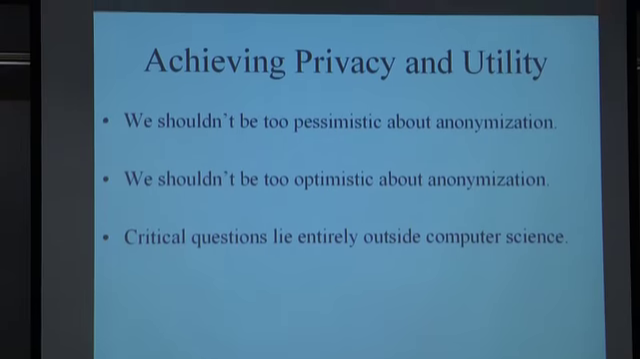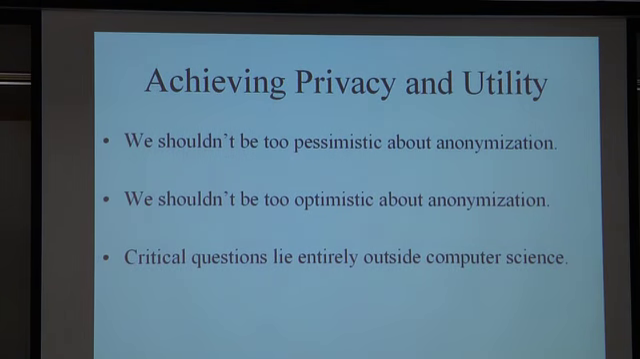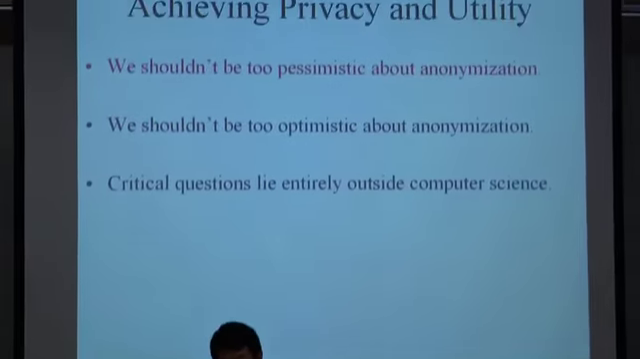I want to suggest first that we shouldn't be too pessimistic about anonymization. But second, we shouldn't be too optimistic about it either. And third, and perhaps most importantly, there are critical questions here that lie entirely outside of the computer science that lies behind both of these claims and both of these results. And I want to try to describe some of the dimensions of this problem, trying to think about ways we can start to think about this problem going forward that don't really align with either of the two poles that I've just described.